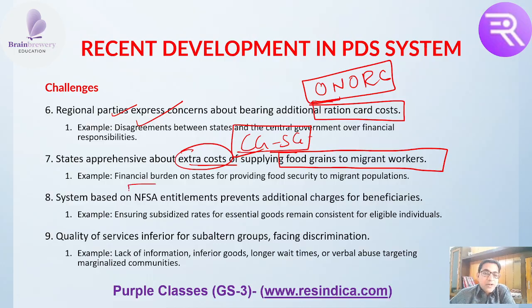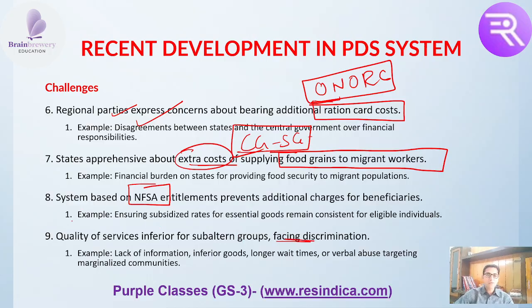Then the system based on National Food Security Act entitlement prevents additional charges for beneficiaries. That means if you are ensuring a subsidized rate for essential goods, it has to remain consistent. If it has to remain consistent, then we have to make sure that the system remains very, very uniform. So the National Food Security Act entitlement has to make sure that throughout the states everything remains similar, and only then will this whole concept work. These are the challenges.